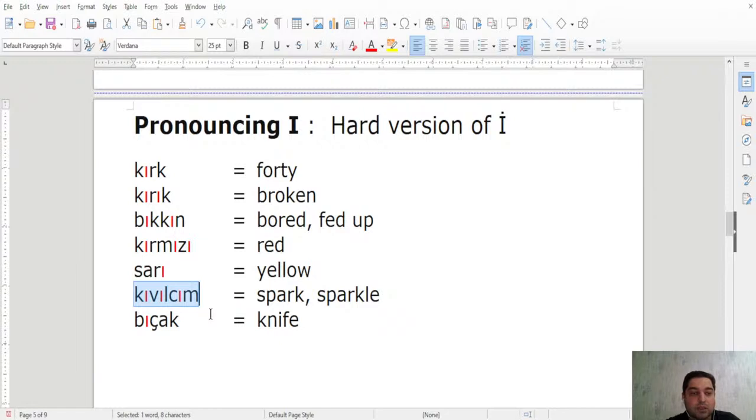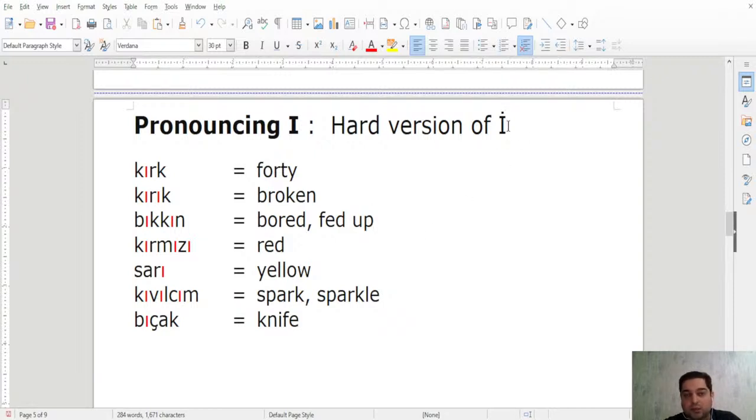Kıvılcım, kıvılcım. And last we have bıçak, which also has the letter Ç here additionally. Bıçak means knife, not bıçak, but bıçak. That is the letter I, okay? The hard version of the vowel E.